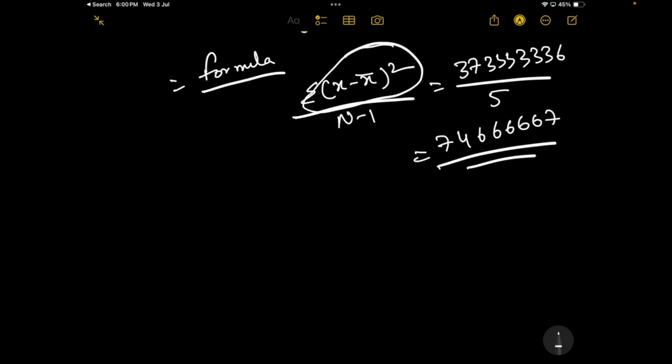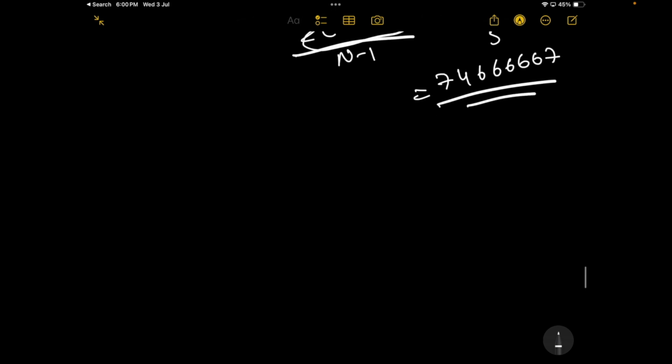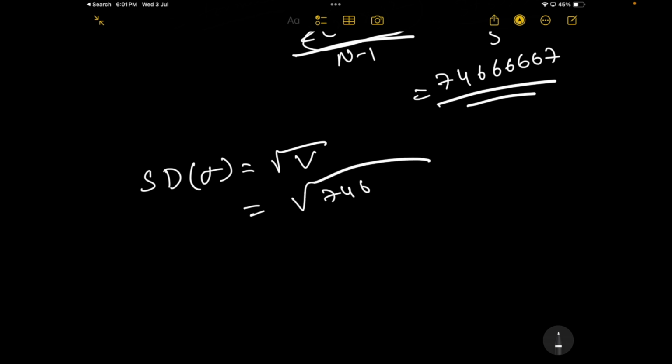Now we need to find the standard deviation. Standard deviation is the root of variance. That is why standard deviation is very important. Based on standard deviation we are going to predict the next value. We are not using variance to find prediction, we are using standard deviation. If you take the root of 7466667, that would be 8640.